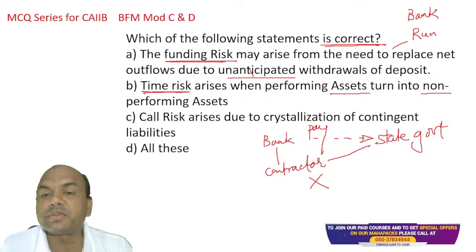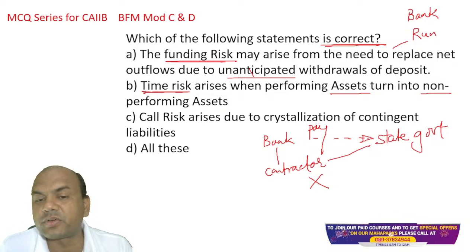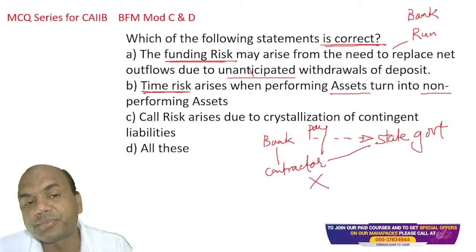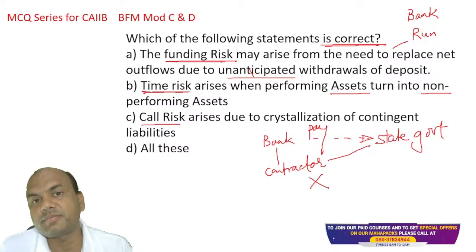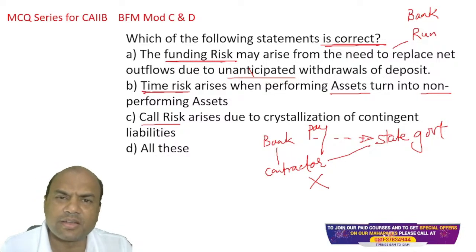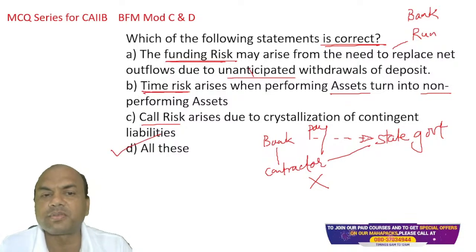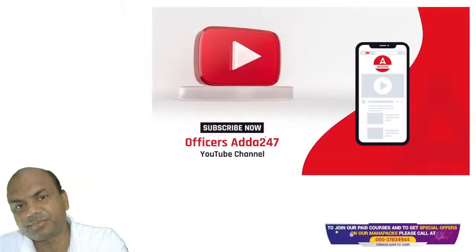So which of them is correct? Call risk arises due to crystallization of contingent liability. That is also true. So what is the answer? Call risk, time risk, and funding risk. What is the answer? Isn't it? It's all of these. All of these, right? That is the correct answer.